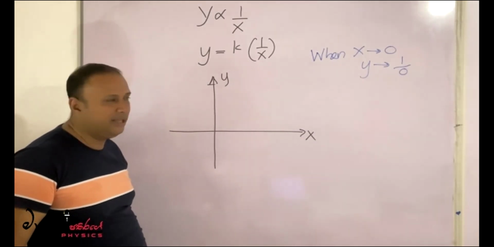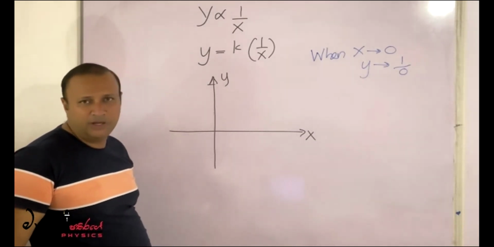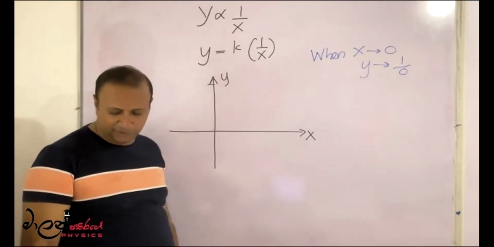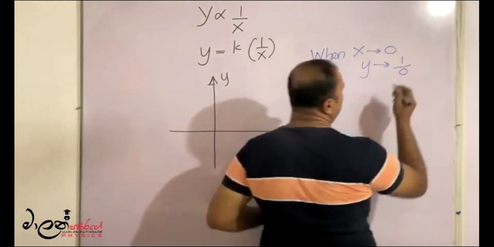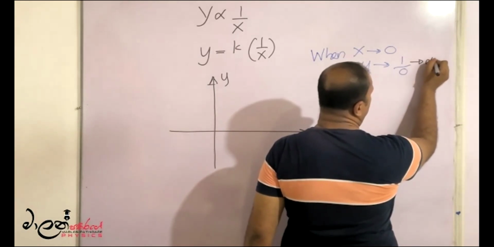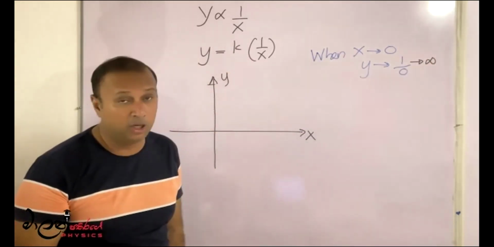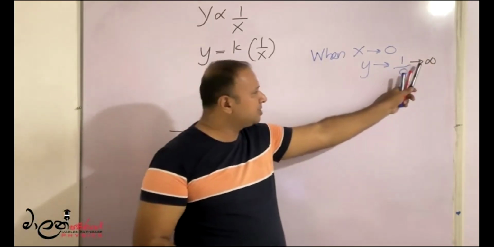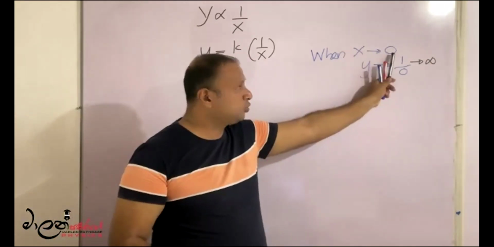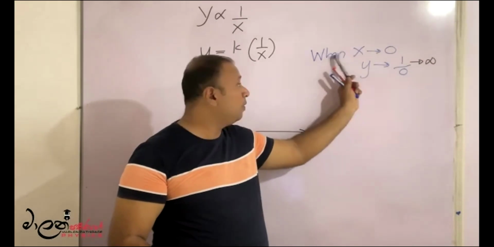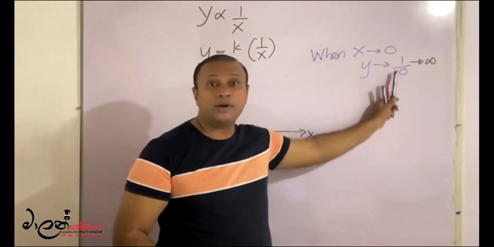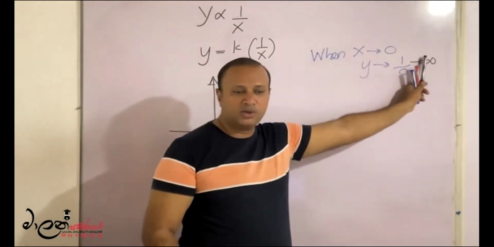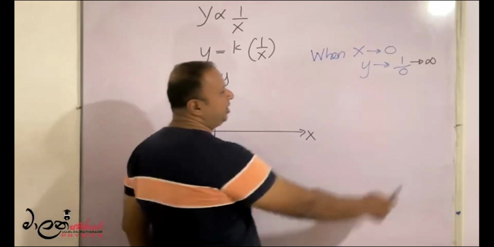Therefore, in physics, for convenient calculation, we normally consider it as infinity. So 1 over 0 means infinity. It goes to infinity, not equal to infinity. That's why I use this arrow symbol. When x goes to 0, y goes to 1 over 0, and 1 over 0 means it goes to infinity. This is the symbol of infinity.